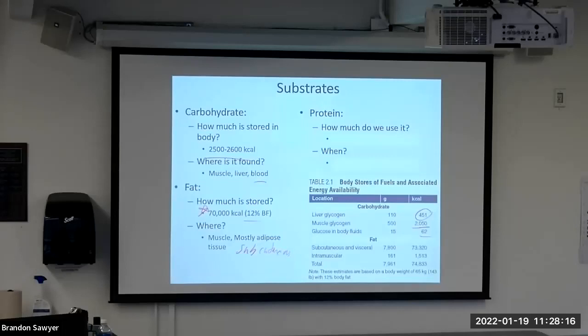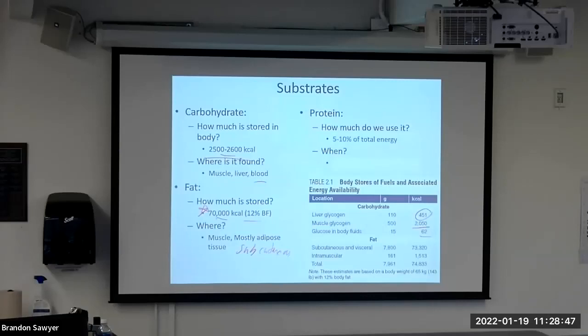And then protein, how much protein do we store for energy purposes? We've got about 70,000 calories of fat, 2,500 in carbs. How much protein? 0, right? There's no place in our body where we just store protein just to store it. Everywhere we have protein in our body, it's doing something, and it's almost functional. Doesn't mean we can't tap into that and use it, but it's never just there for storage.